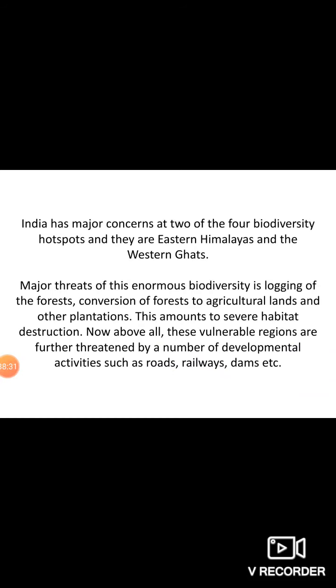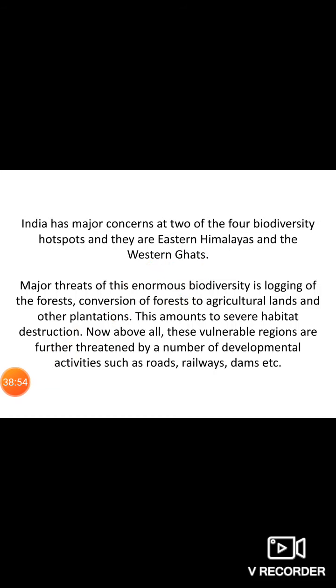One is Himalaya, that is Eastern Himalaya. Please do remember Eastern, because if Western Himalaya and all is given, the answer is wrong. It is Eastern Himalayas and Western Ghats. Eastern Himalayas and Western Ghats.